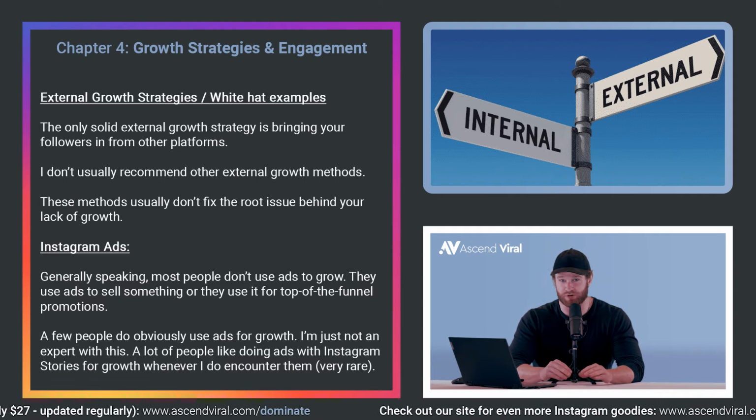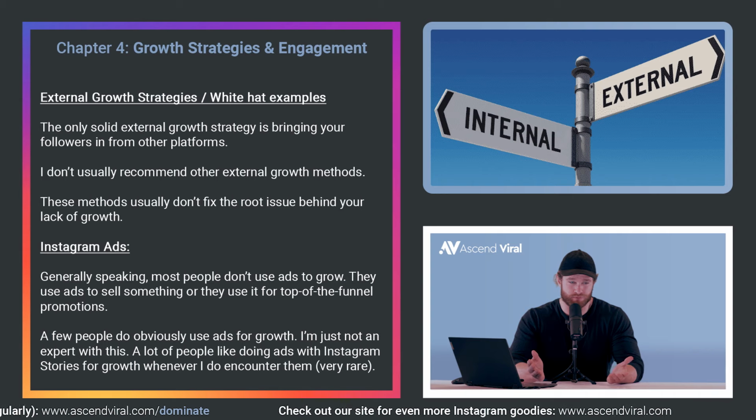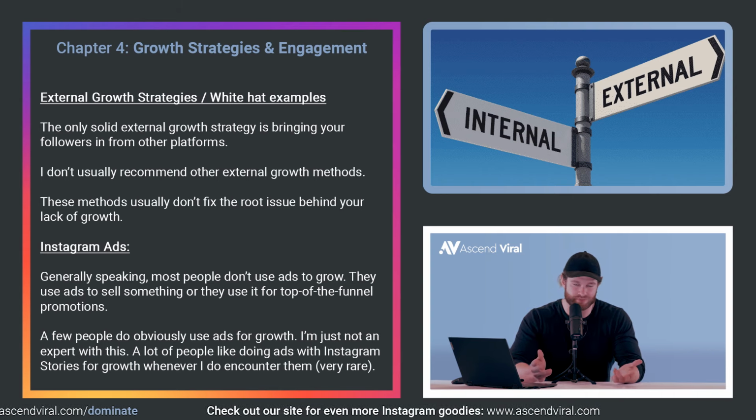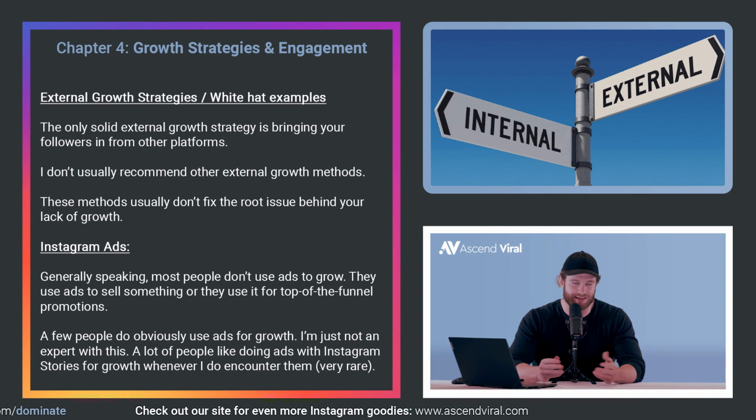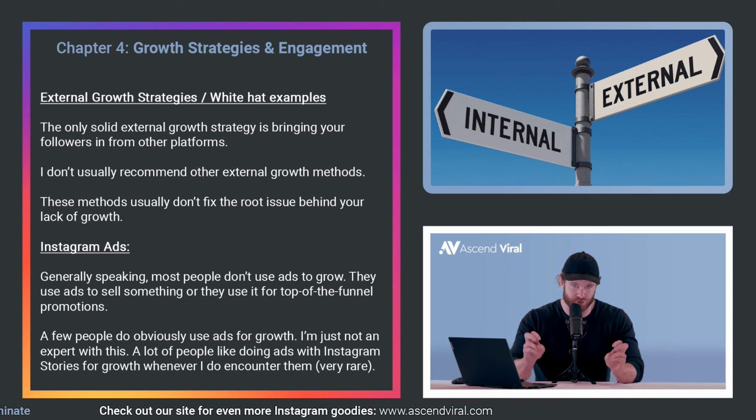But also, I've seen hundreds of thousands of Instagram ads probably over the past 7-8 years I've been on Instagram. Less than 1% are trying to grow accounts. So they're always trying to sell something. So just keep that in mind. If you're trying to sell something, sure. But if you're trying to grow, no. That's just in my opinion, though. And like I said, I'm not an ads expert. Feel free to disregard it.